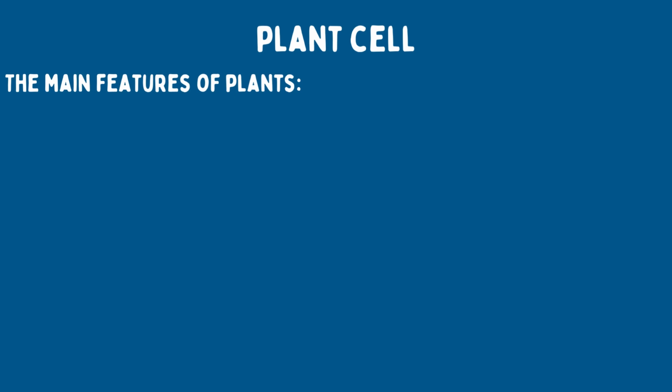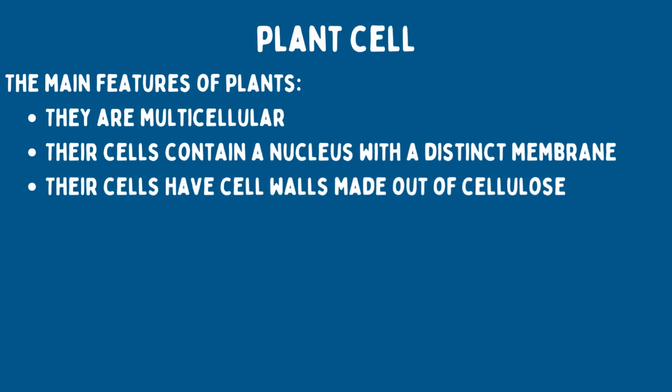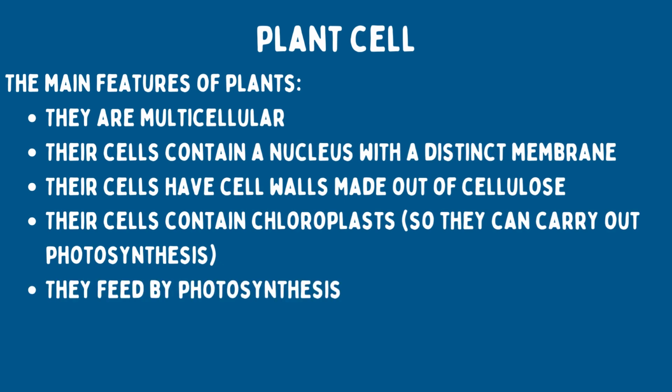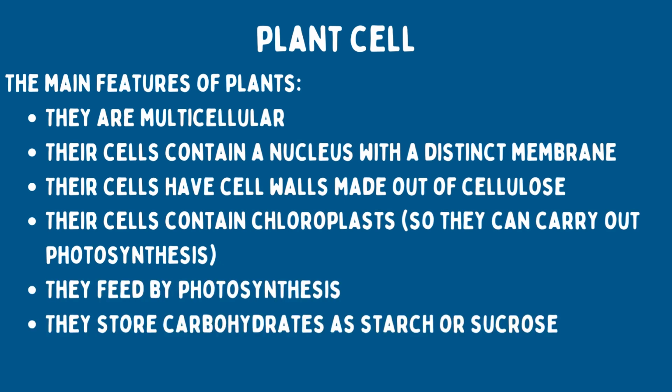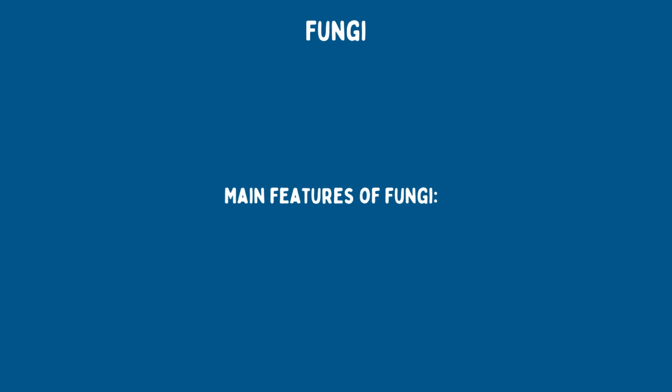The main features of plants. Plants are multicellular. These cells contain a nucleus with a distinct membrane. These cells have a cell wall made up of cellulose. These cells contain chloroplasts so they can carry out photosynthesis. They feed by photosynthesis. They store carbohydrate as starch or sucrose. And they do not have nervous coordination.